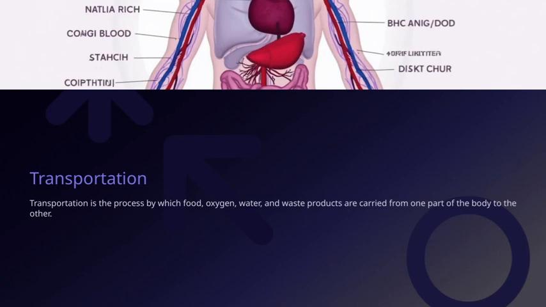Transportation is a vital process in our body, and it involves moving essential substances from one part to another. Specifically, it carries food, oxygen, water, and waste products throughout the body to keep everything functioning smoothly. Think of it as a delivery system that ensures each part gets what it needs and that waste gets removed efficiently. This process is crucial because, without transportation, our cells wouldn't receive the nutrients and oxygen they need to produce energy or get rid of waste properly.